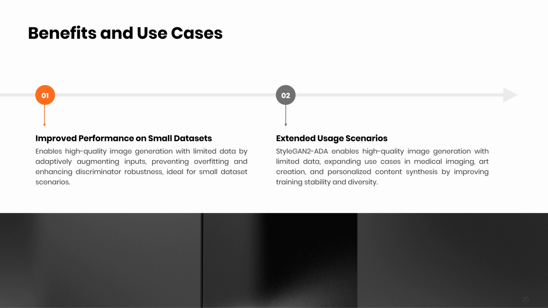Extended usage scenarios, medical imaging, limited art datasets, personalized avatars, benefit from these ideas by delivering higher quality, diverse images with fewer labeled examples. Start small, apply mild adaptive augmentation, monitor robust metrics, and compare against a non-adaptive baseline to quantify gains. The takeaway: when data are scarce, stability, diversity, and principled evaluation become the leverage for high-quality generative performance.